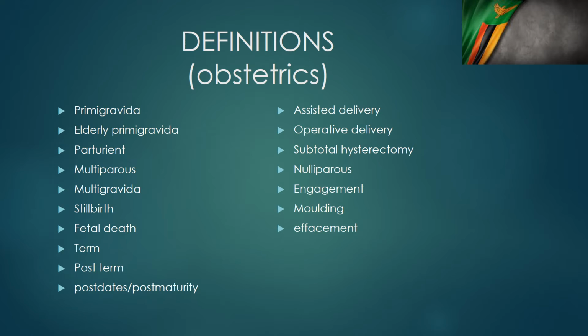A multiparous woman is a woman that has had more than one pregnancy that has gone beyond fetal viability. A multigravida is somebody who has had more than one pregnancy. A stillbirth is a birth after 28 weeks gestation age, and there are no signs of life in the newborn at birth. So that would be what we would call a stillbirth.